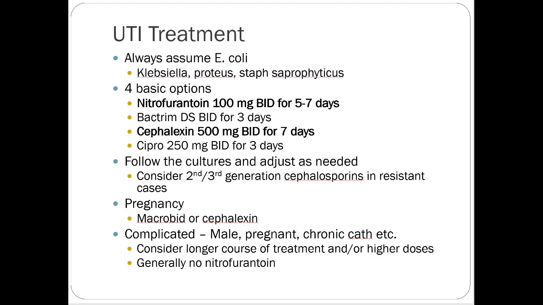Four basic options: nitrofurantoin, Bactrim, cephalexin, and Cipro. I highlighted or bolded nitrofurantoin and cephalexin because they're the preferred options. Bactrim and Cipro have poor E. coli coverage in comparison. You're talking about like 80 to 85% versus 95% plus coverage with the other two.